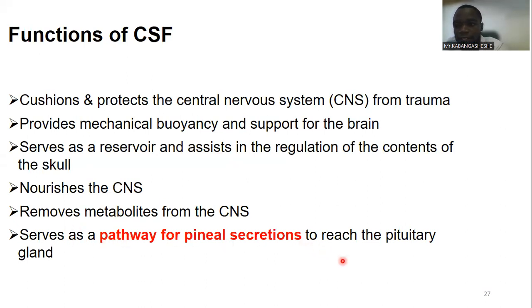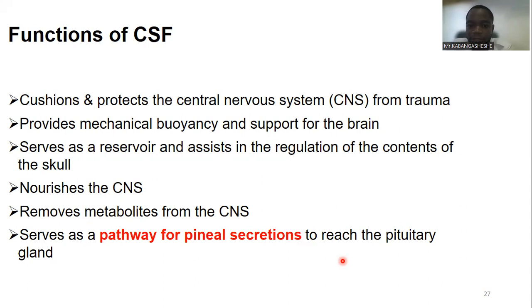Then lastly, it serves as a pathway for pineal secretion. Now, when we're discussing the endocrine system, we're saying endocrine glands secrete their hormones into blood vessels, to be specific, capillaries. And then those capillaries are connected to venules. Venules are connected to veins. Then the veins to the superior and inferior vena cava, all the way into the right atrium of the heart.